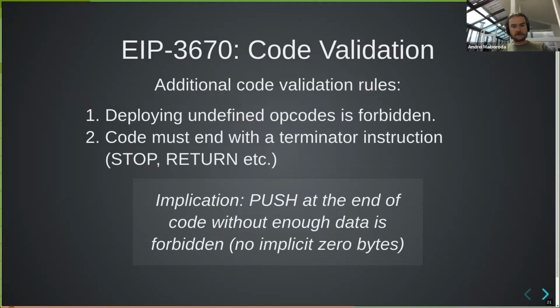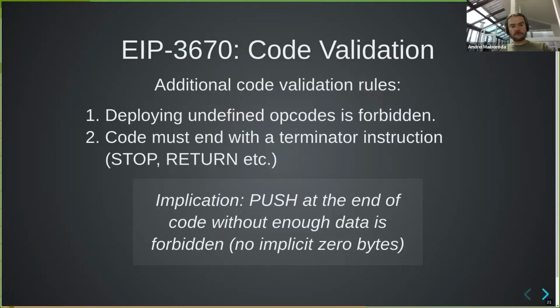And the second rule, or validation check, is that we require the code section to end with one of the instructions terminating execution, like stop, return, revert, selfdestruct, and the invalid opcode. And this provides a number of benefits. One of them is that this makes implementation more efficient in a way that it does not need to check on every iteration whether we reached the end of the code, and it can just assume that there is a terminating instruction somewhere in the end.